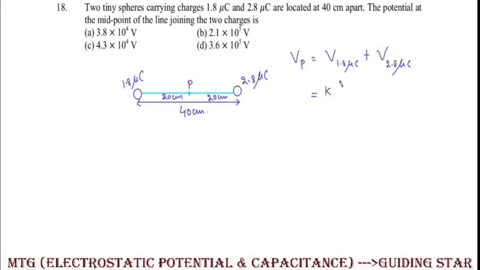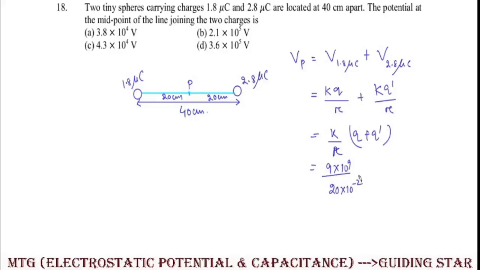Here, the potential at P due to the 1.8 microcoulomb charge will be kq divided by the distance of separation, let it be r, because both are the same. So kq by r plus kq prime by r. Here k and r we can take outside: k by r times (q plus q prime). k is 9 into 10 to the power 9. Distance is 20 centimeter, meaning 20 into 10 to the power minus 2.